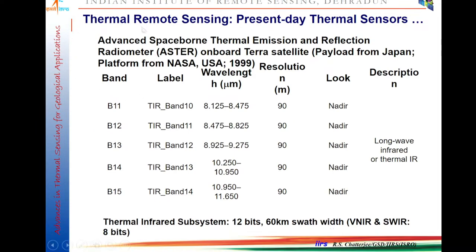And as I told you, in case of ASTER, there are many bands. In fact, there are 5 bands. These are named as band 11, 12, 13, 14, and 15. And you see the spectral bands. Okay, 8.125 to 8.475. Similarly like this. And finally it is 10.950 to 11.650. And spatial resolution for all is 90 meter.